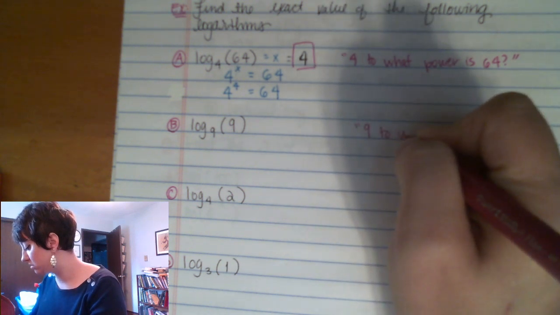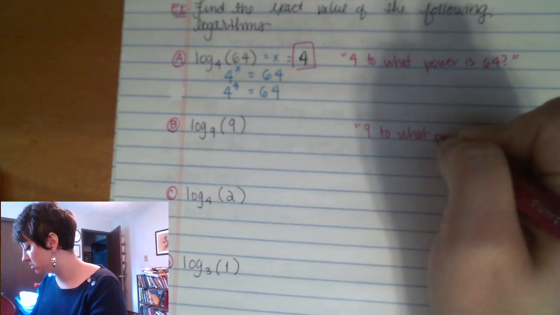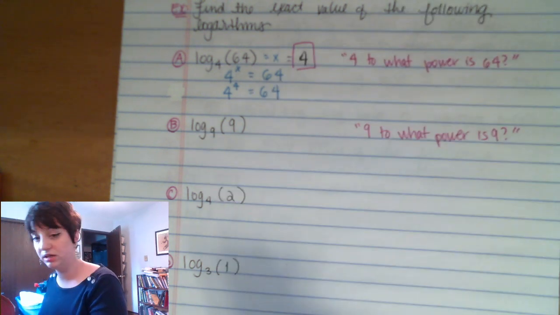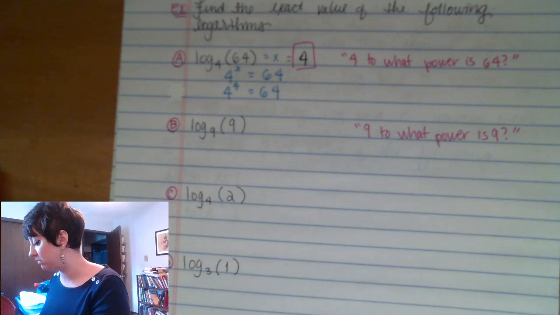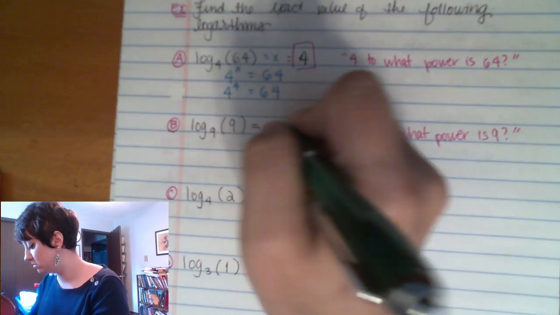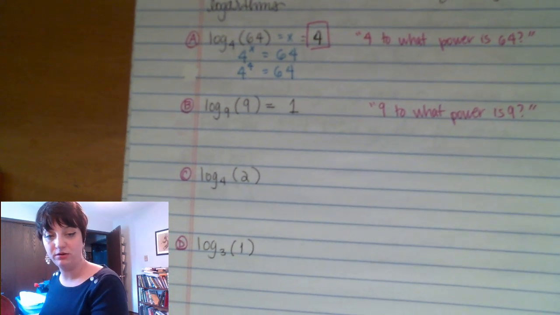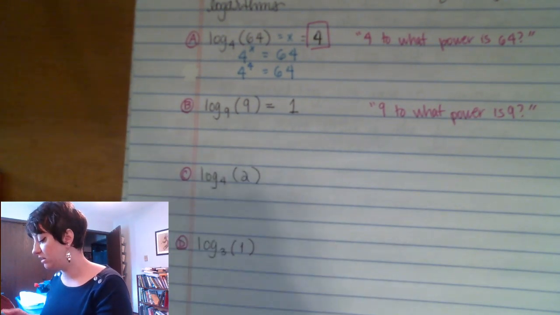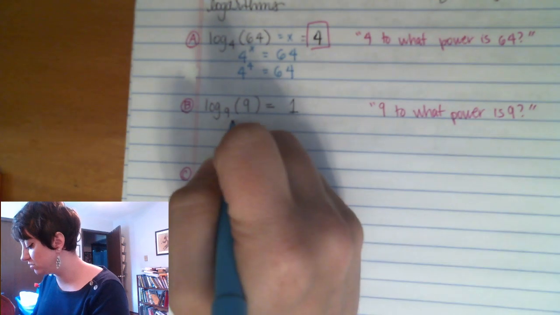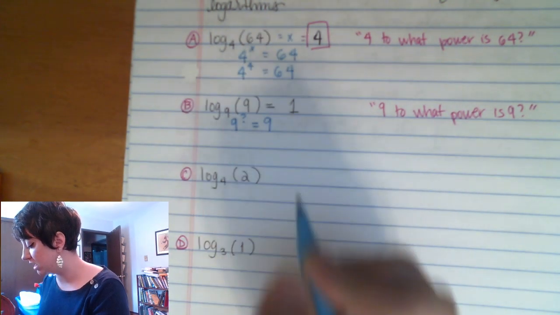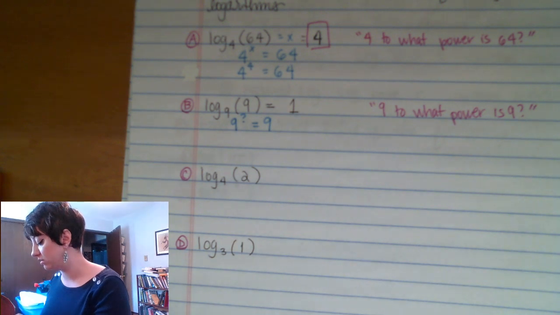When I see log base 9 of 9, I ask: 9 to what power is 9? Well, the first power, right? If I raise 9 to the first power, I get 9 out. If you like rewriting it as an exponential, 9 to what power equals 9, of course, the first power.